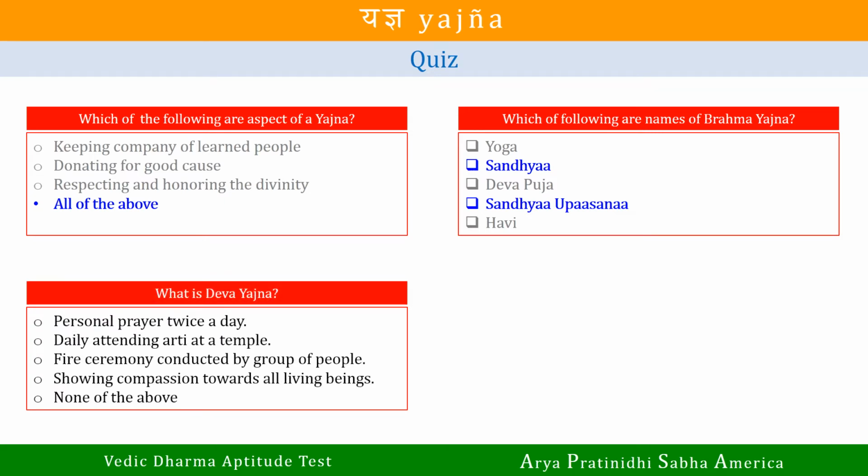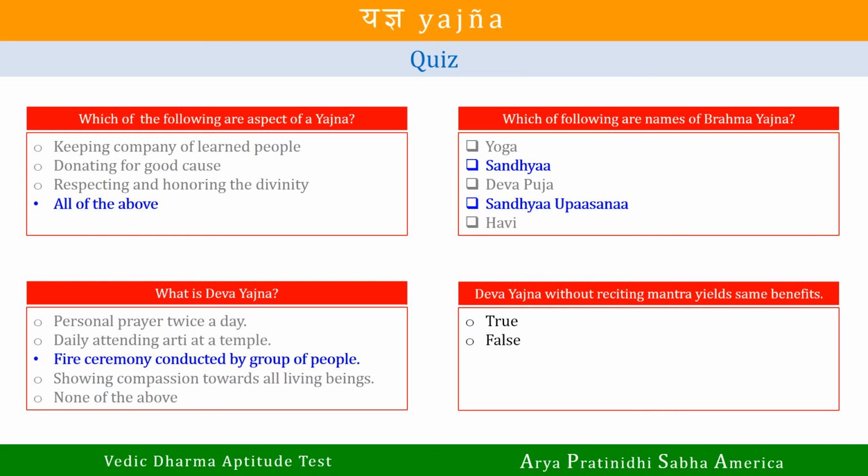Next, what is Dev Yajna? Personal prayer twice a day, daily attending Aarti at a temple, fire ceremony conducted by group of people, showing compassion towards all living beings, none of the above. Showing compassion towards all living beings is Bali Vaishva Deva Yajna. Daily attending Aarti at temple does not qualify as Yajna. Personal prayer twice a day is Brahma Yajna. I lock my answer: fire ceremony conducted by a group of people.